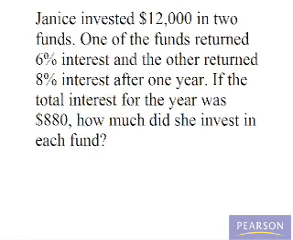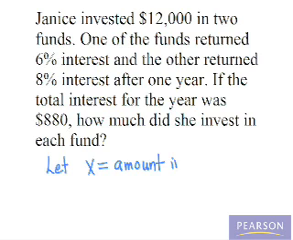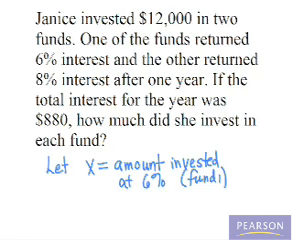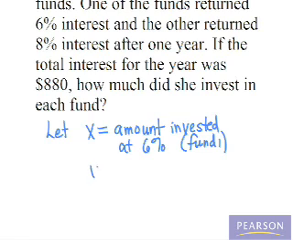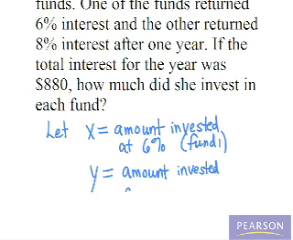In this problem, we're going to let X equal the amount invested at 6%, and we'll call that Fund 1. We let Y equal the amount invested at 8%, and we'll call that Fund 2.